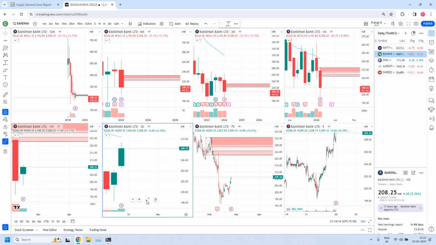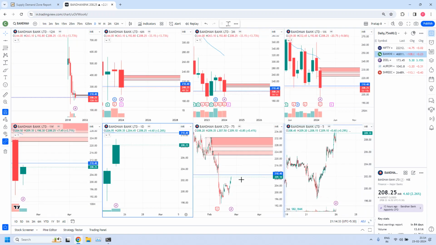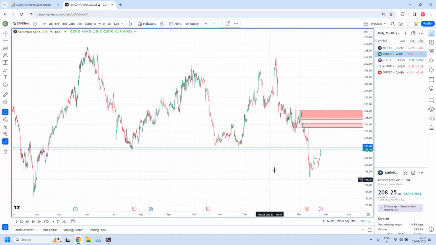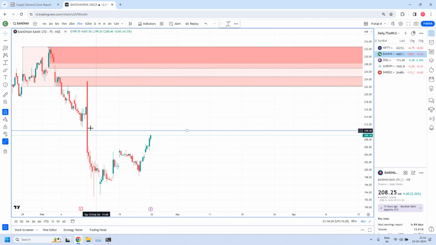But in daily, is there any zone here? There is no zone. But what is the clue? If there is no zone, just mark the EMA here. Draw a blue color, it is indicating EMA. And in that blue color area at 75 minutes, if any zone is available, you check. At 75 minutes also there is no zone here.